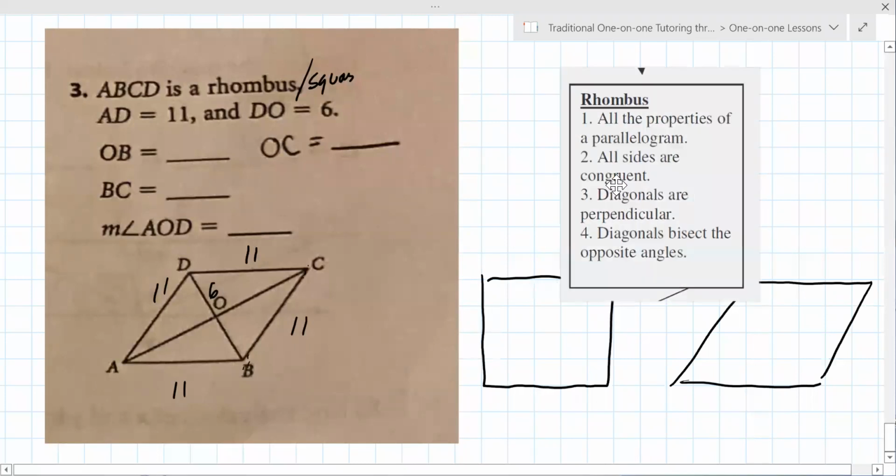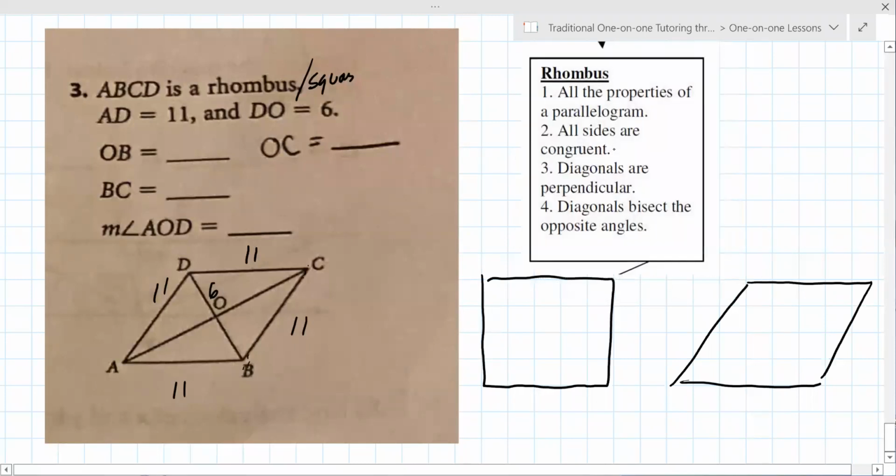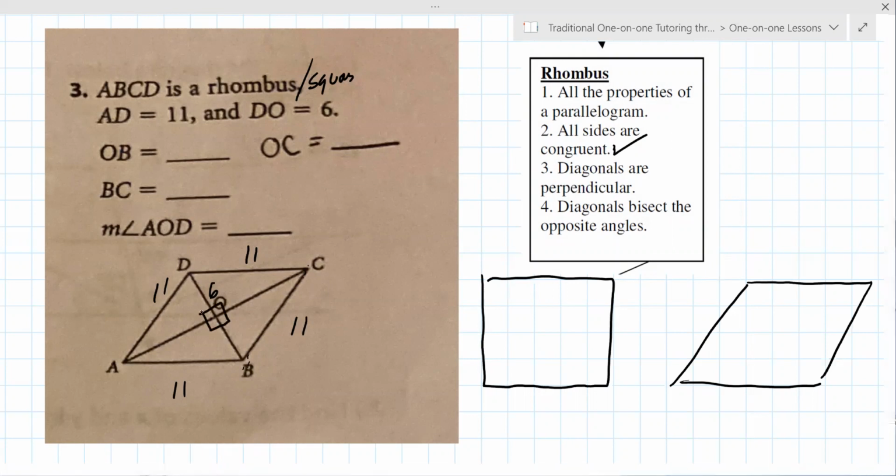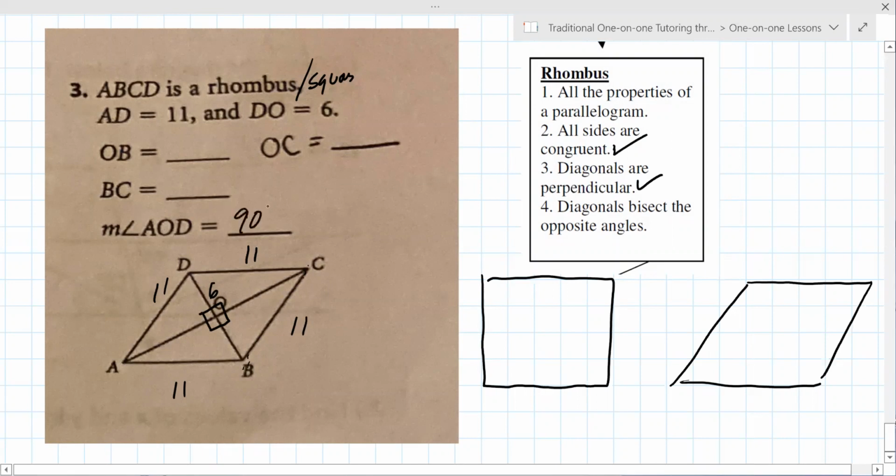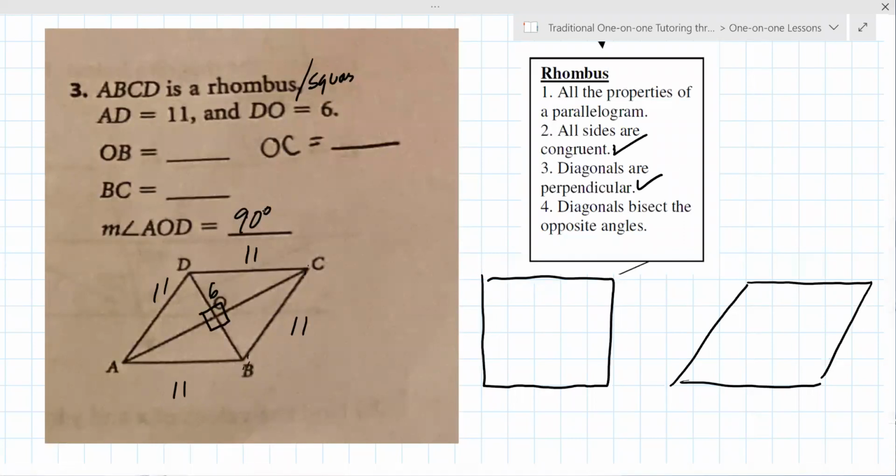All sides are congruent, so we already dealt with that. Diagonals are perpendicular. That's super important here, just like a square. So that helps us answer the angle of AOD: 90. Now, the last one's really important here: the diagonals bisect each other.